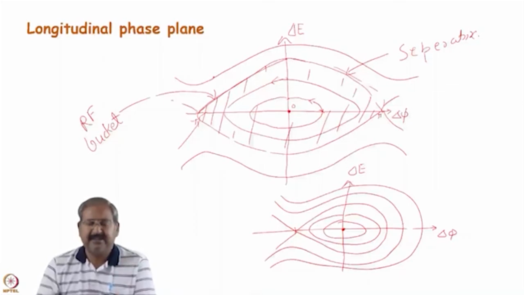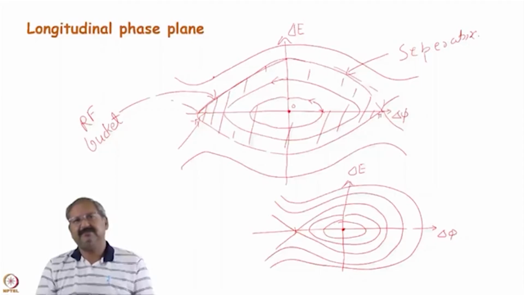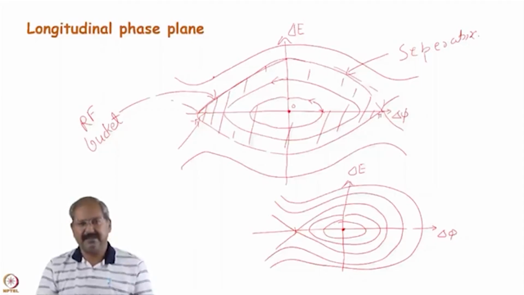So if particles are inside this RF bucket, they will exhibit stable synchrotron oscillation, and outside the bucket they will be lost. It is similar to the transverse plane, where we have a certain acceptance, and if the beam is within that acceptance, it will exhibit betatron oscillations. Otherwise, the particles will be lost. So the same kind of thing is also here.